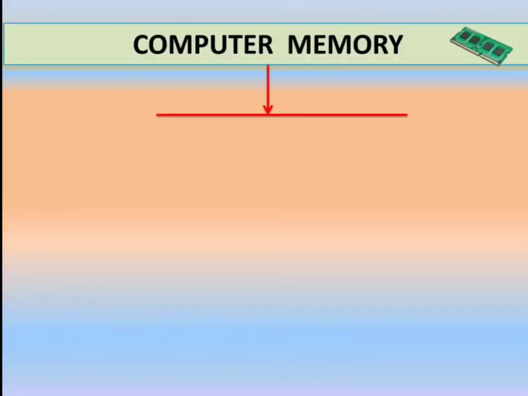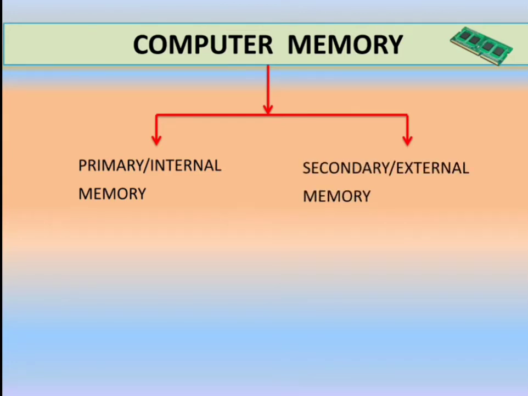Computer memory is of two types. First is primary memory, or we can also call it internal memory, because it resides inside the computer. That is why we call it internal memory. And the next is secondary memory, and we can also call the secondary memory external memory, because it is present outside the computer.